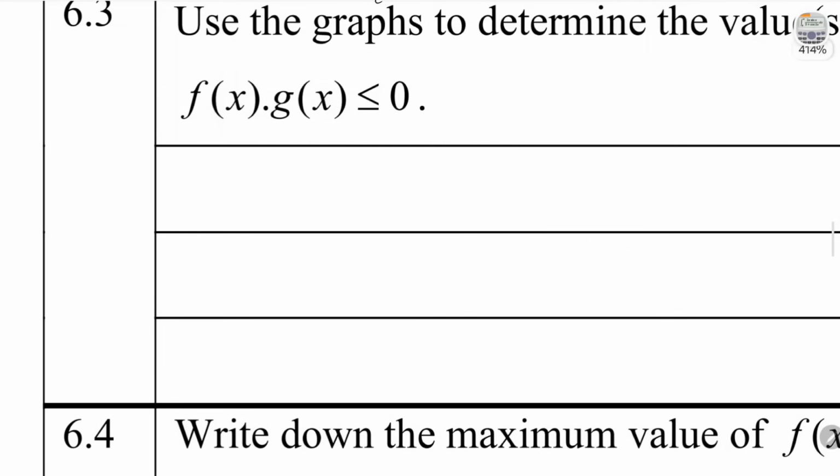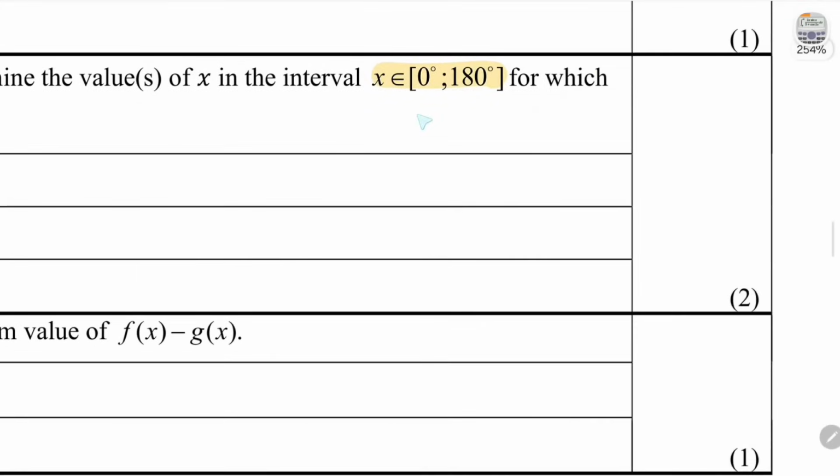But with less than 0, the graph of f could have positive y values, while the graph of g has negative y values. And together when you multiply them, they will give you a negative value, a value less than 0. And then the graph of f could have negative y values, and the graph of g at the same time, for the same x values, can have positive y values, and that way they would also give you a negative result. Okay, so they must be of opposite signs, never positive at the same time or negative at the same time. So let's look at that within this interval.